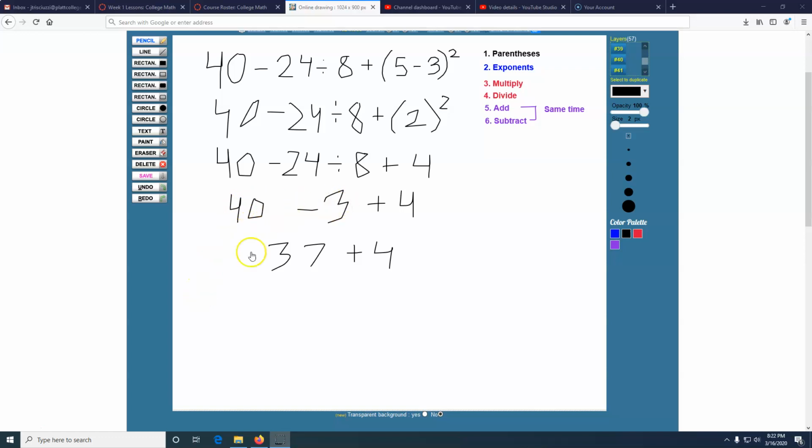So 40 minus 3 is 37, and then we can go ahead and add our 4, and that gives us our final answer, which is 41.